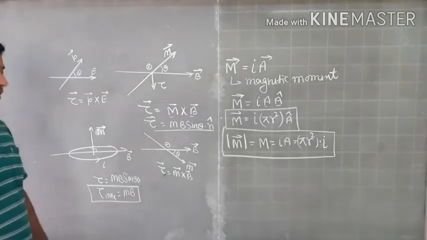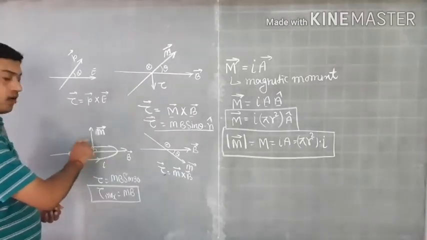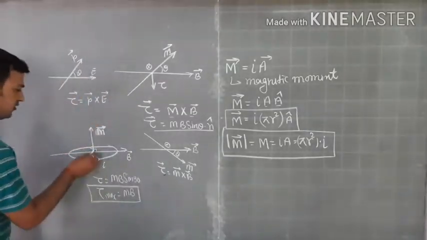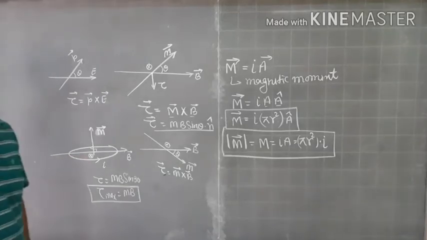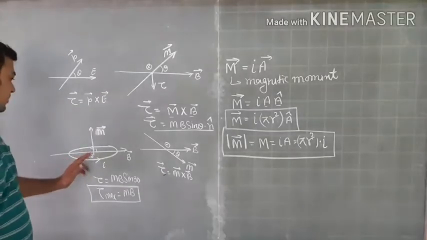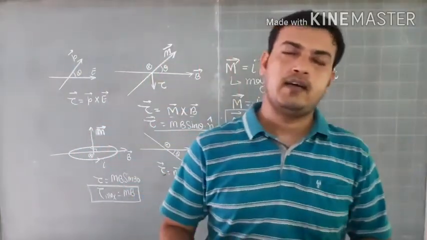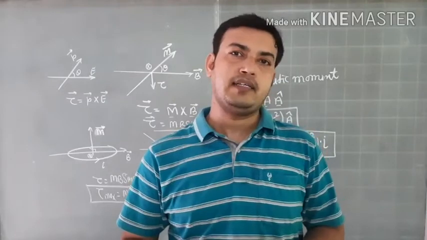And if you want the direction, then M to B is clockwise, and for clockwise the direction is into the board, and into the board means this is the direction of torque. So this is the direction of torque that will act on this dipole. So this is how the torque acts on a current carrying coil or magnetic dipole.